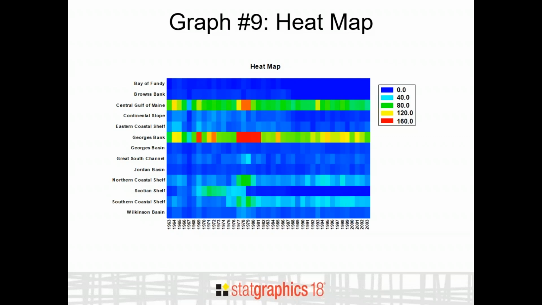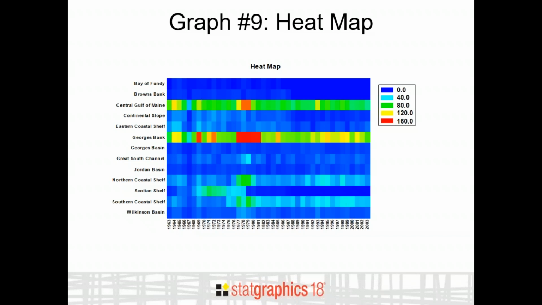What the graph shows you at one glance, actually, is for the 13 locations in the Gulf of Maine, what the fish counts were from 1963 through 2003. That's the span of time that those counts covered. There is a little rectangle drawn for every combination of location and year, which is color-coded so that dark blue represents a count of 0, dark red a count of 160.